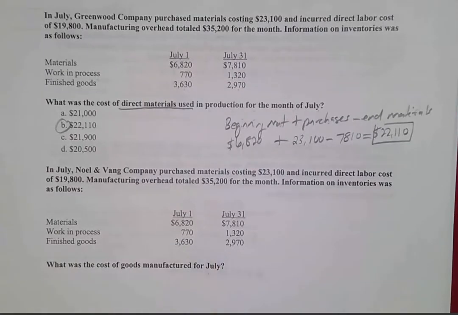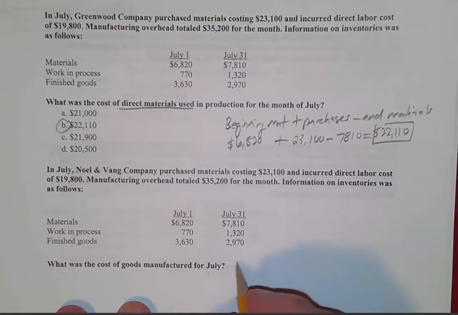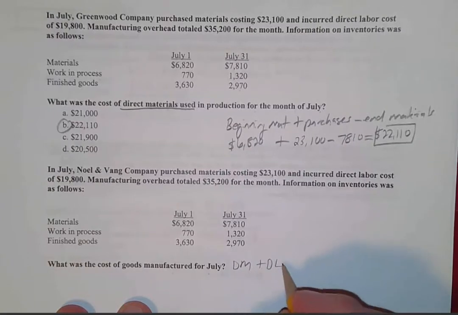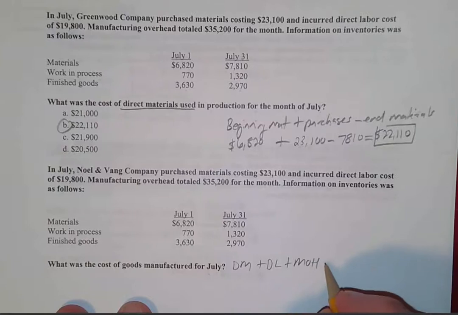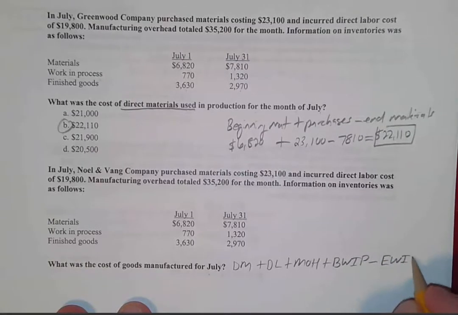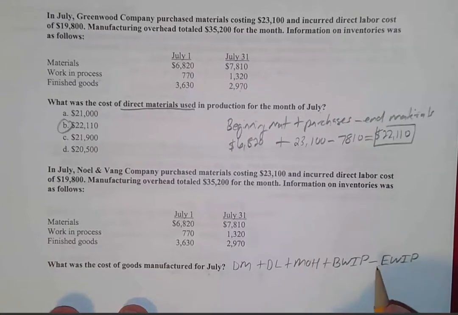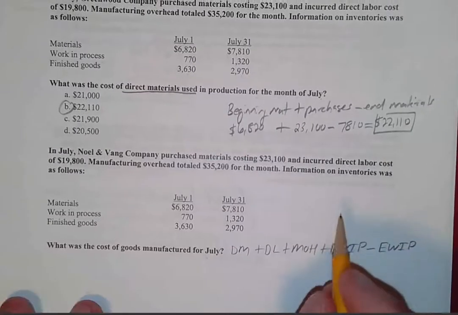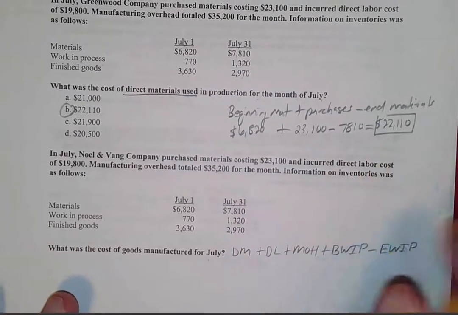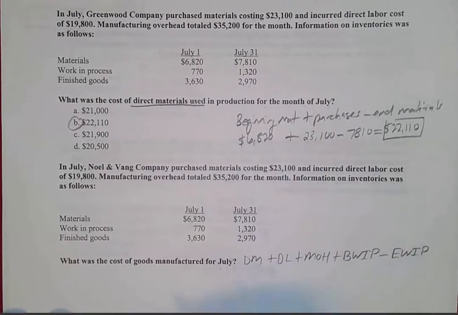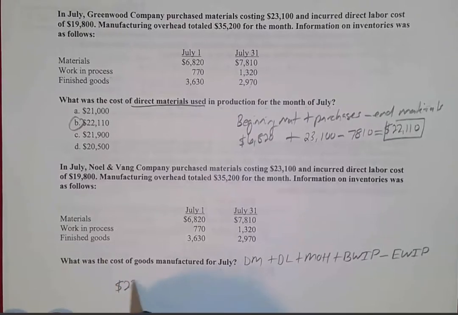Well, again, the formula for cost of goods manufactured is direct materials plus direct labor plus manufacturing overhead plus beginning work in process minus ending work in process. We're going to save some time here. I just calculated this up here, right? All the numbers are the same. So this component, direct materials, we've already done the work for it.